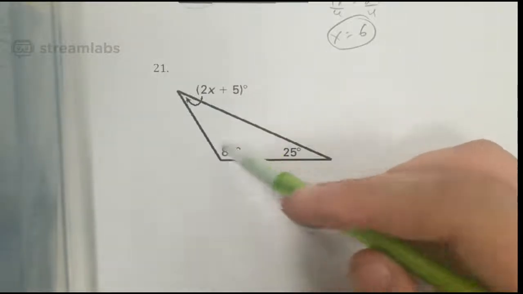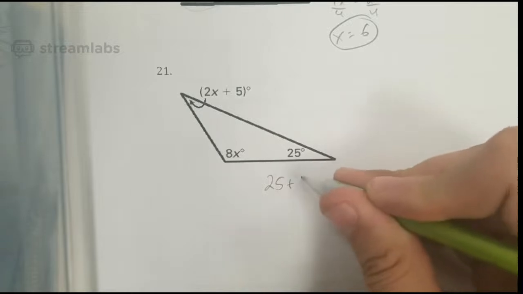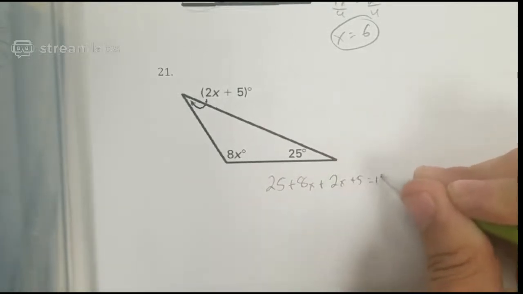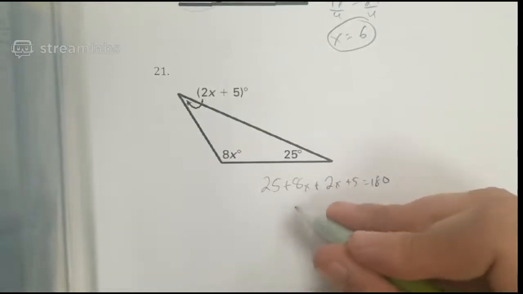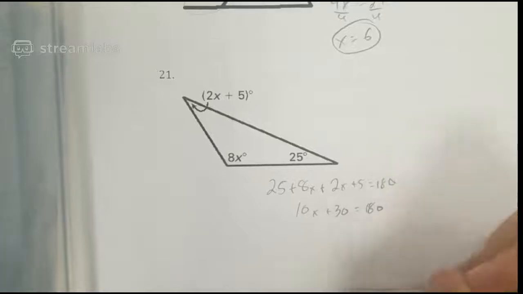Over here, all my triangles always add up to 180, all the angles of the triangle, I should say. So 25 plus 8x plus 2x plus 5 equals 180. Combine like terms, 10x plus 30 equals 180. Subtract 30 on both sides.